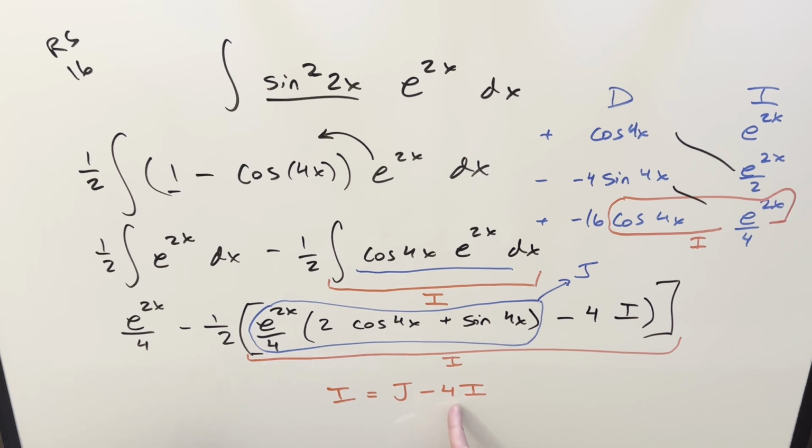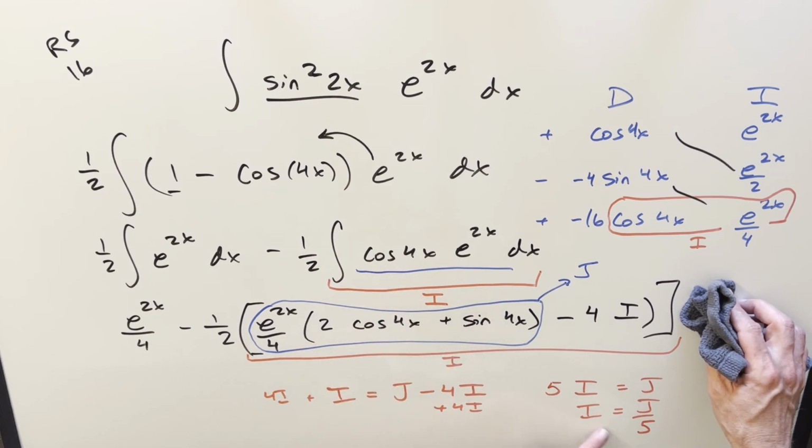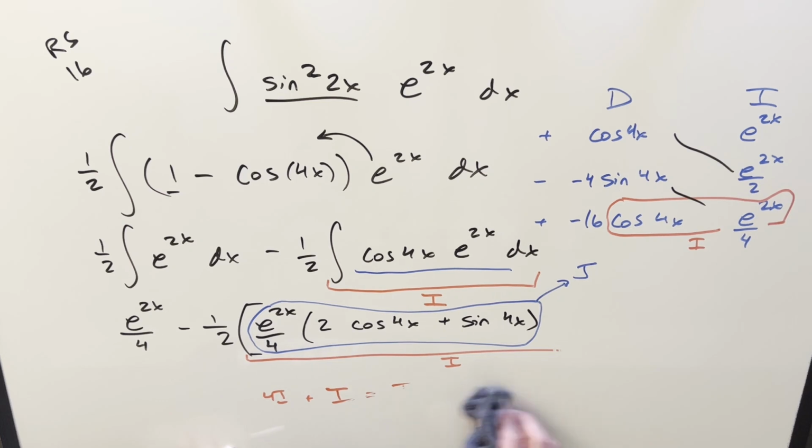So then we just have simple algebra, add 4I on both sides. And so our equation is 5I just equals J. So our I is going to be just J over 5. So what that's going to allow me to do is get rid of this part here, because we're saying this whole I integral is going to be just J over 5. So let me just divide in by 5 and that's going to be our answer here.